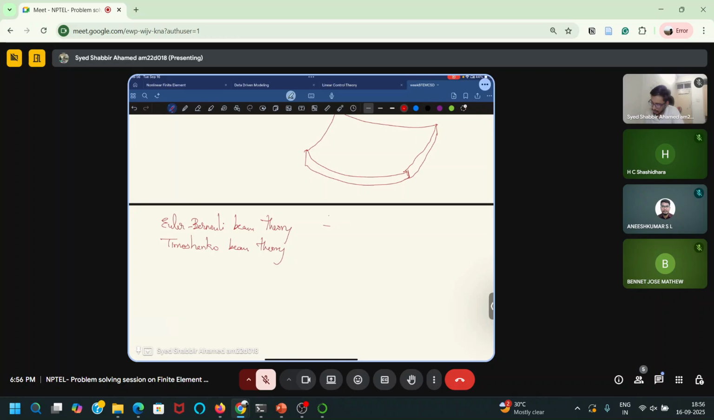to the mid surface. Let's say this is your beam after deformation. If there are sections after deformation, this plane section will remain plane, and also it is perpendicular to the mid surface. So this is the Euler-Bernoulli beam theory.